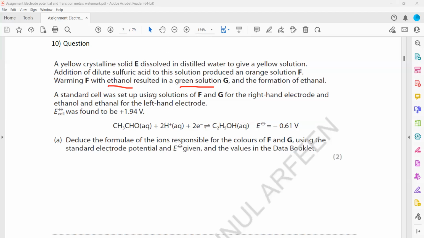The standard cell was set up using the solution F and G for the right-hand electrode and ethanol on the left-hand electrode. And the cell voltage was 1.94. So the voltage of the cell produced is 1.94. Deduce the formula of the ions responsible for the color of F and G, using the standard electrode potential and electrode potential of a cell, and use the values in the data booklet. So we need a data booklet especially for the electrode potential questions. You have to use a data booklet.